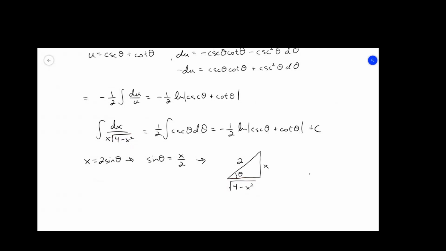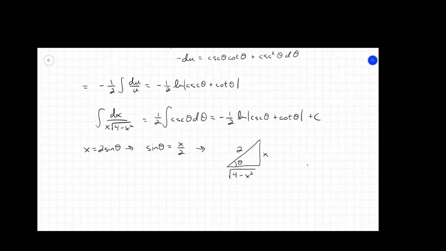Anyway, how do we finish the problem then? Well, we need to change these back into x's, right? How can I do that? Well, now I have this drawing here that has theta in it. So I can use that drawing to replace those thetas back with x's. And so I can say finally that minus 1/2 ln absolute value cosecant theta plus cotangent theta.